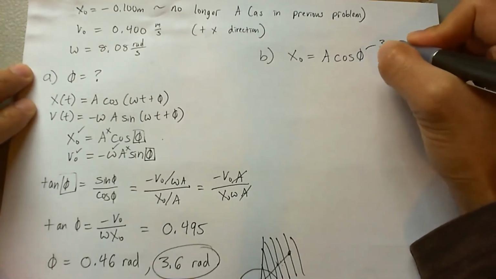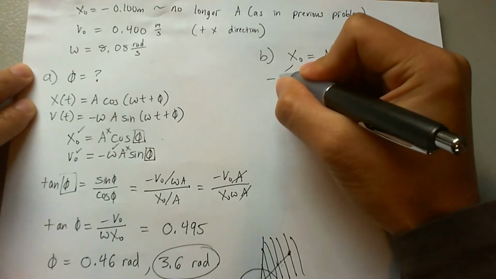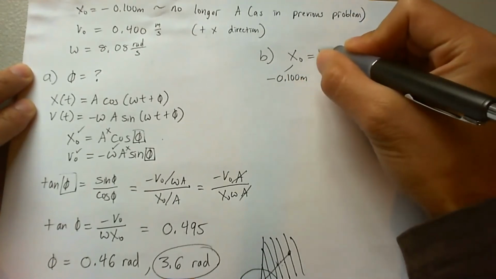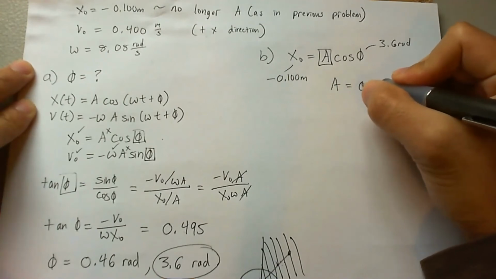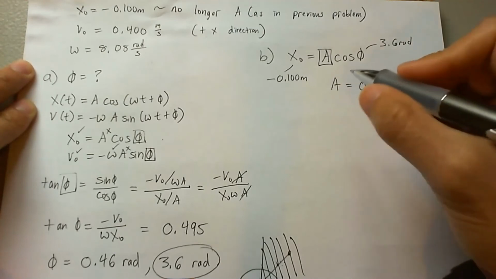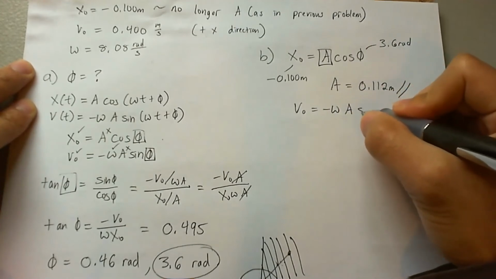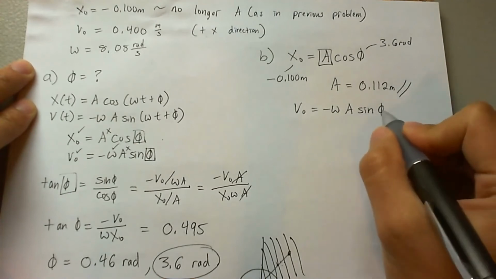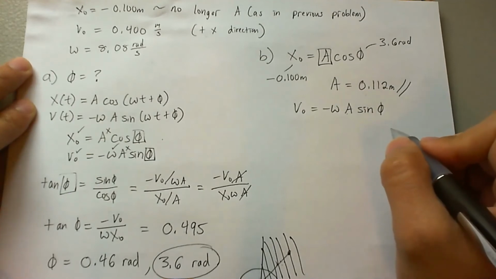Now we know what phi is. It's 3.6 radians. And we know what x naught is. It's negative 0.100 meters. So A comes out to be 0.112 meters. Not only that, but if you want, you can verify by using the V naught equation. You can plug in phi, omega, and V naught, and you can find A to verify that A has to be 0.112 meters.